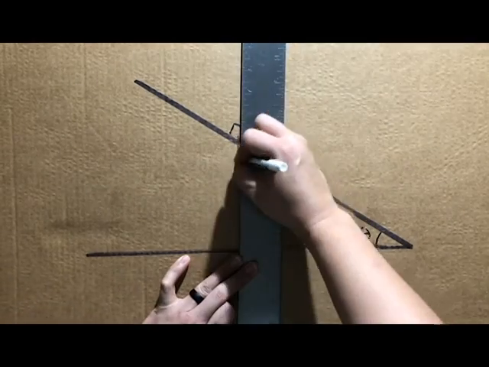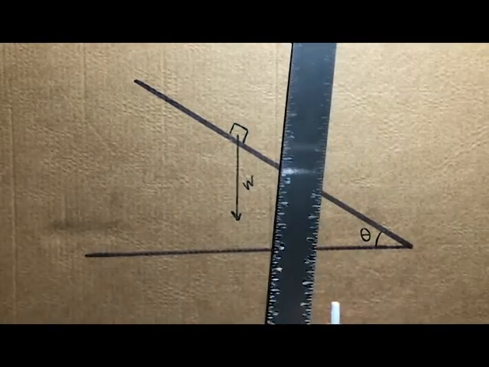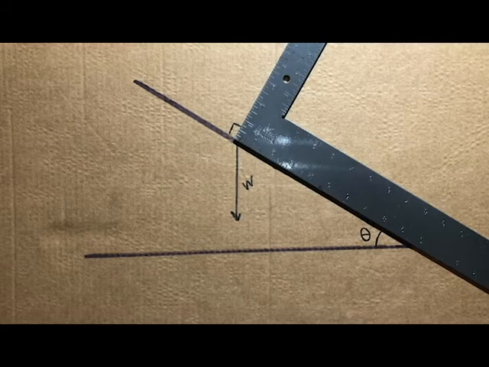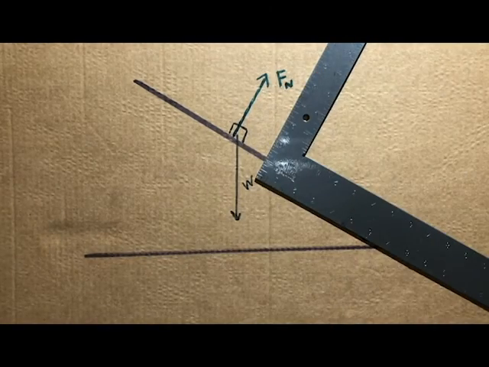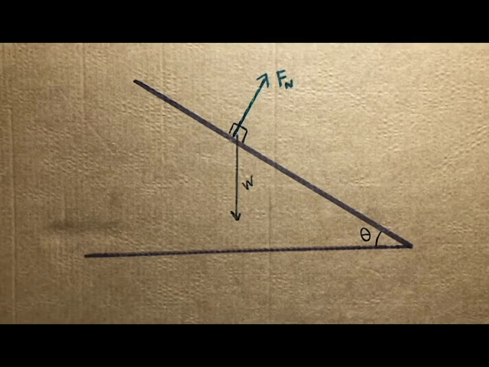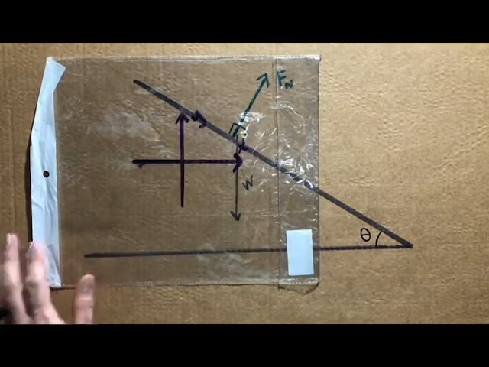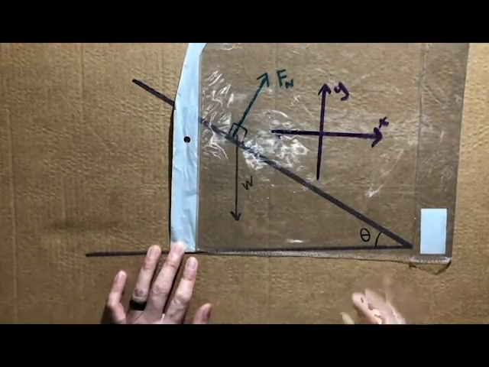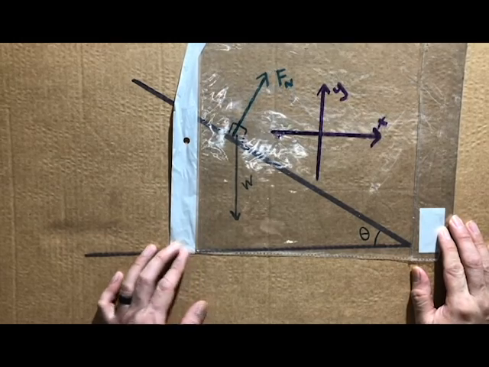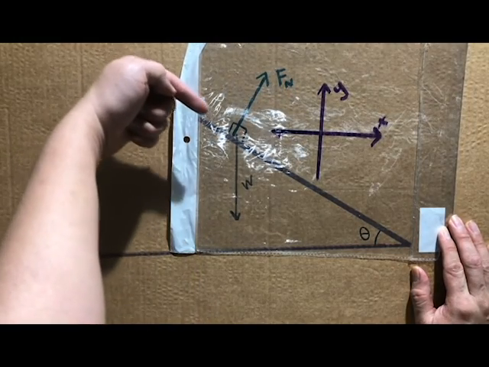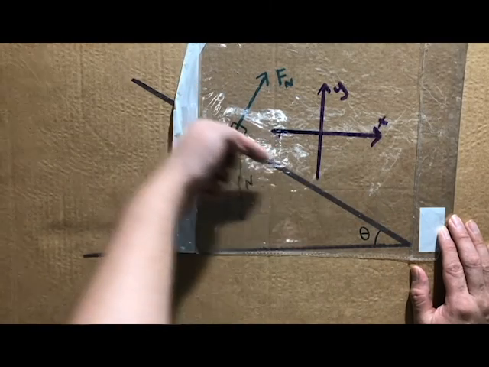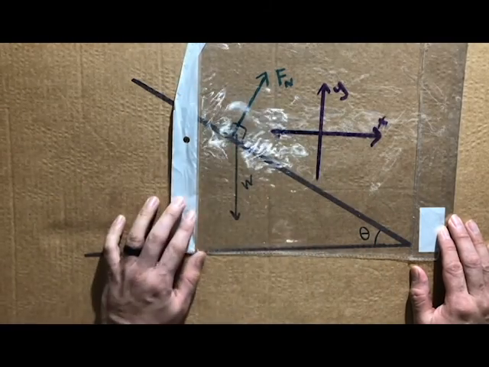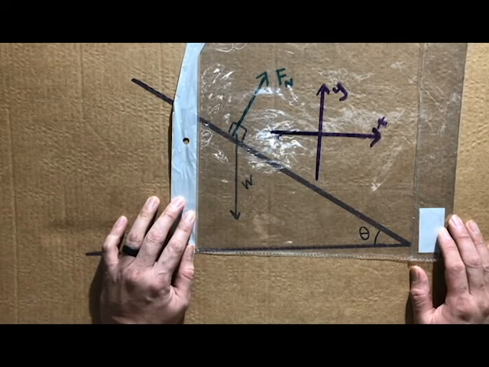Let me put the arrow to represent the weight vector. Now the normal force is perpendicular to the surface, so I'm going to use my right angle ruler to help me out with this. Usually we would have a coordinate system that has the x-axis aligned with the horizontal and the y-axis aligned with the vertical. The problem is the direction of motion is going down the ramp in this direction, which means if we want to keep this old coordinate system, we would have to break this motion up into its components.